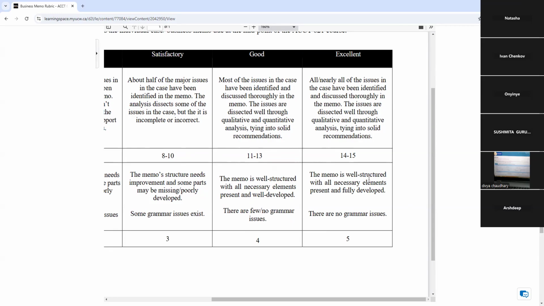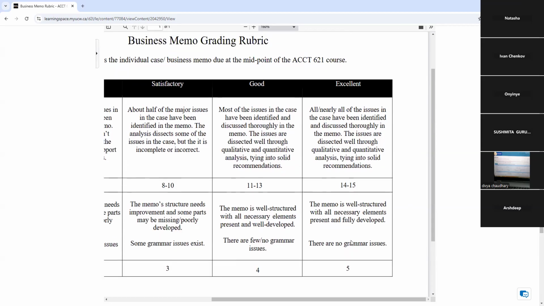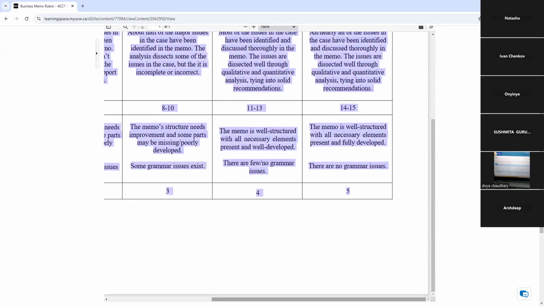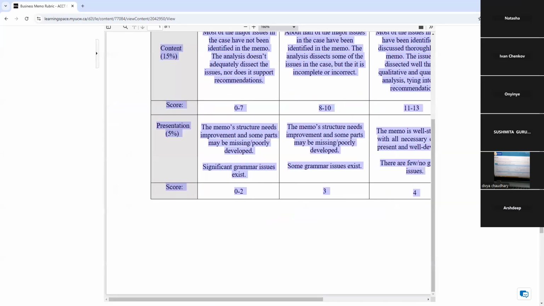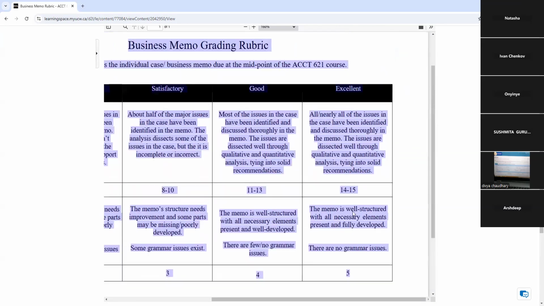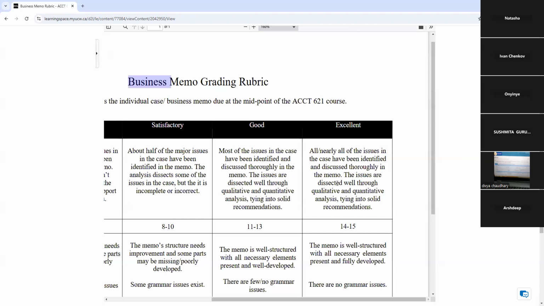And checking for grammatical issues. That will be 5 points here. Next, 15 to 20. Maximum you can get 20 points. So 5 is going to come from the format and from the memo itself. 15 is going to come from the content.